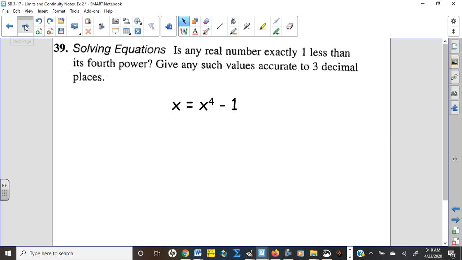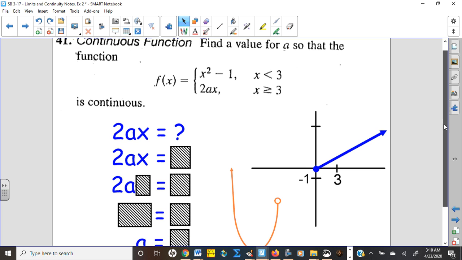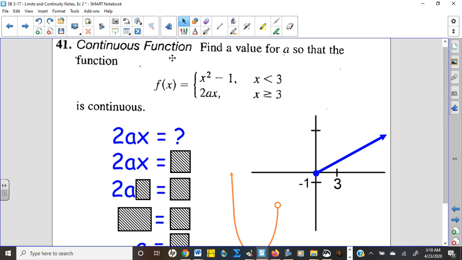We did this one. Here's the one I want to talk about. So last one, okay? For this piecewise function, right? X squared minus 1 is a parabola. It's been shifted down 1 unit, so it kind of looks like this. 2ax, a is just a value, so 2ax is going to be just a line with a slope of 2a. Whatever a is, multiplied by 2, that'll be the slope. So we have two different functions that are split at the value of 3.